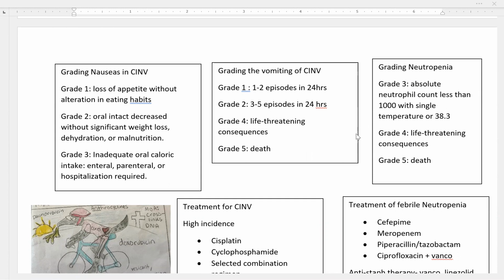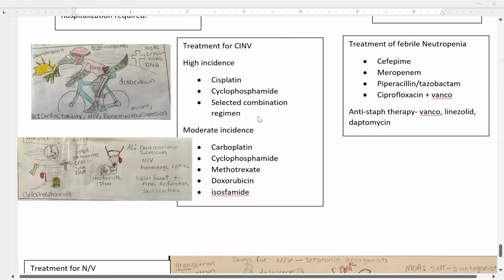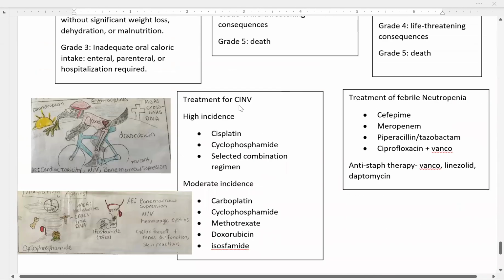You can also have neutropenia, a low neutrophil count, with cancer, and those are also graded, starting with grade 3, 4, and 5. Grade 3 is neutrophils less than 1,000 with a temperature of 38.3. Grade 4 is life-threatening consequences. Grade 5 is death. So how do we treat chemotherapy-induced nausea and vomiting?